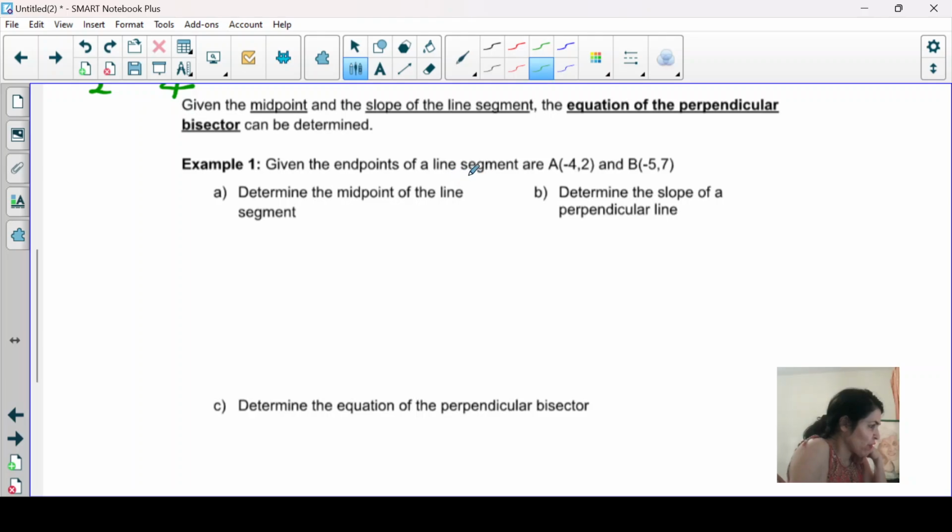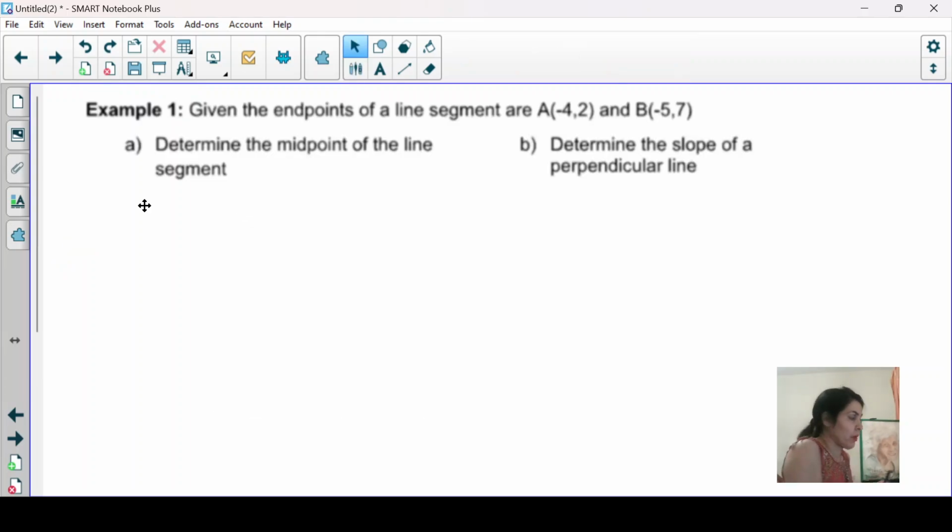Given the endpoints of the line segment, this is an example: A (-4, 2) and B (-5, 7). Determine the midpoint of the line segment. So we have 2 points.